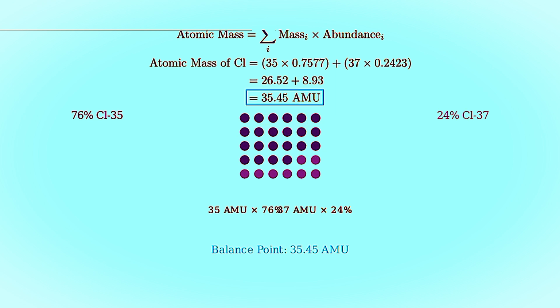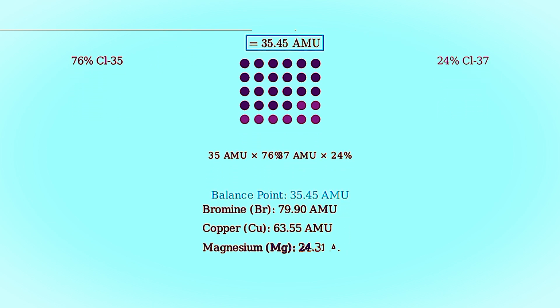Chlorine is not the only element with a fractional atomic mass. Many other elements like bromine, copper, and magnesium also have fractional atomic masses for the same reason. They exist as multiple isotopes in nature.